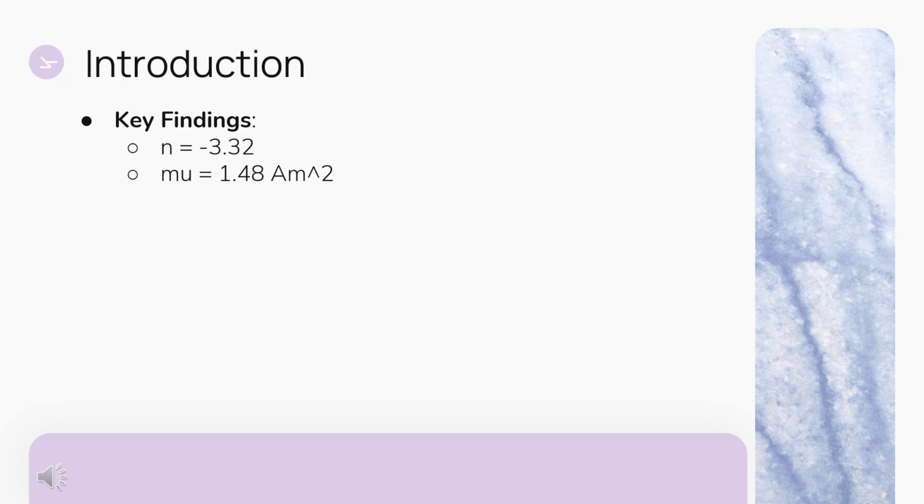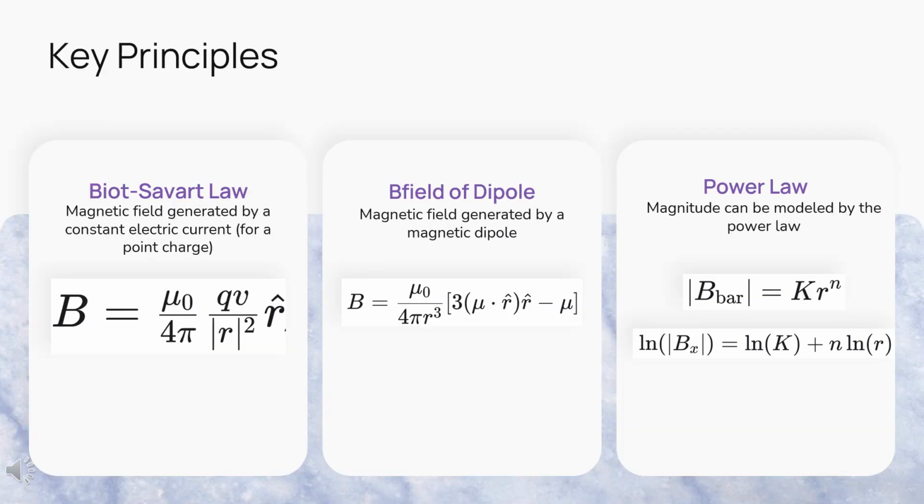These are the Q findings, which are both n and mu. Here are the key principles, which are the Biot-Savart law, the B field of a dipole, and the power law, and I included the description and the equations for each.